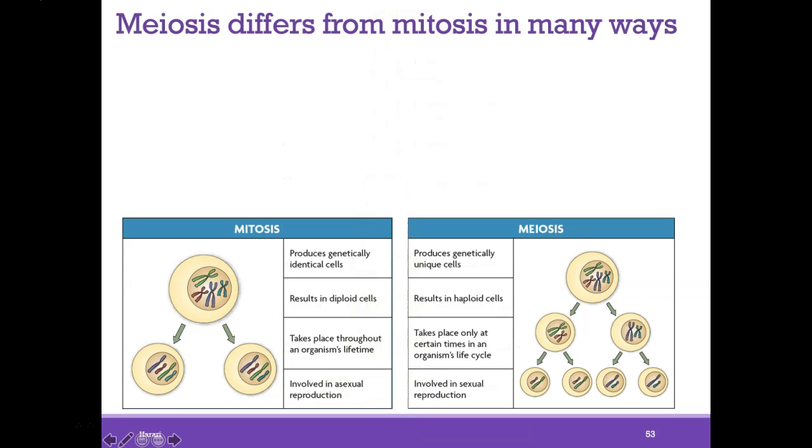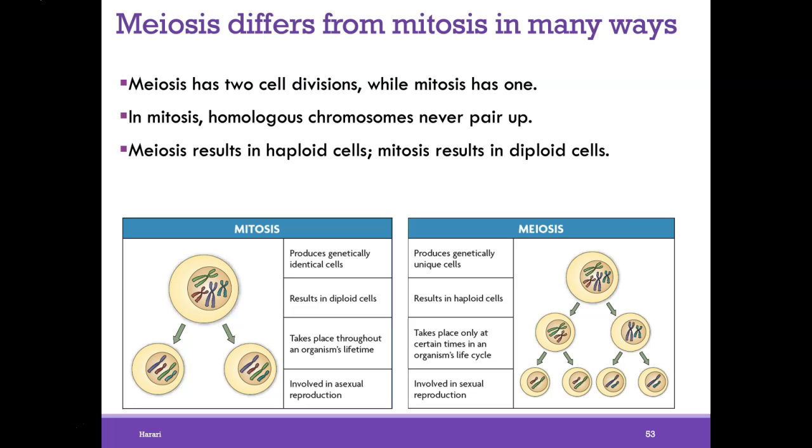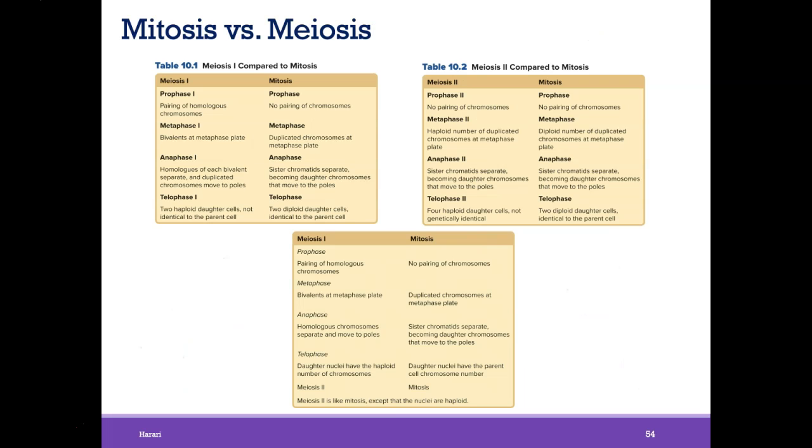Again, I'd really want you to understand how meiosis is different from mitosis. Meiosis had 2 cell divisions, while mitosis only had 1. In mitosis, we never see homologous chromosomes pair up, right? Chromosome 1 from mom and chromosome 1 from dad never see each other in mitosis, right? They both just get duplicated and they both separate. Meiosis gives us haploid cells that are not identical. Mitosis results in diploid cells that are identical.